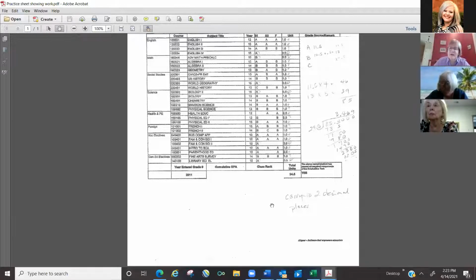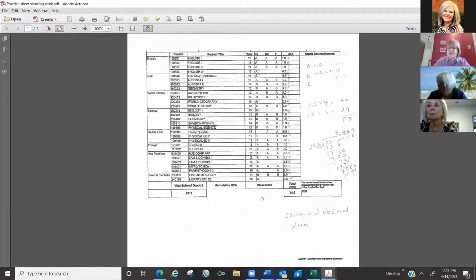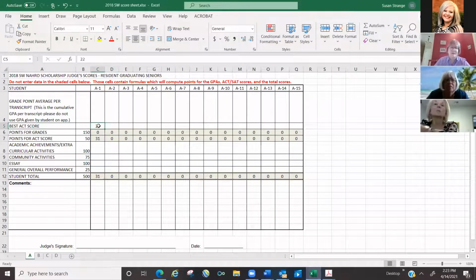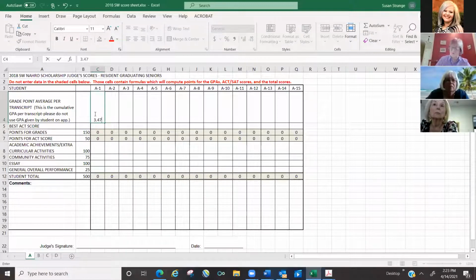So then I would go back and let's say this is number 1 on the sheet, and so she would be a 3.47. So here we go again, and we put down 3.47 for her GPA or his GPA, and that's their 130 points.